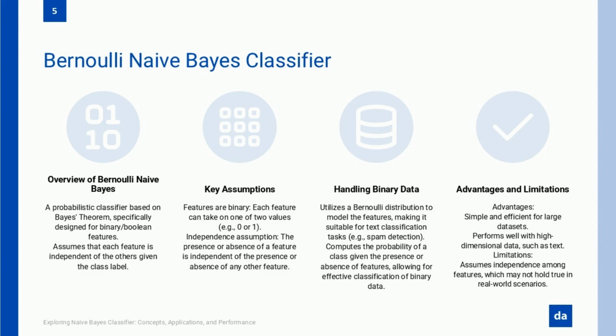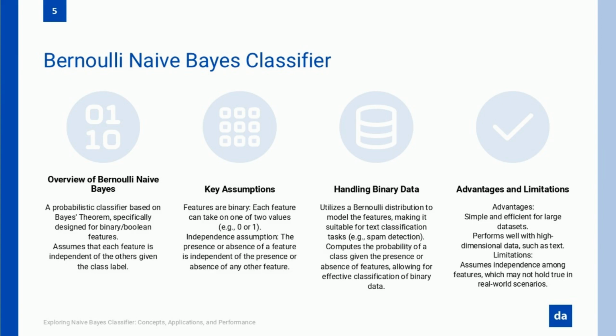Now let's talk about how it handles data. Bernoulli naive Bayes utilizes a Bernoulli distribution, which models outcomes that have only two possibilities: true or false, yes or no, 1 or 0. For example, in a text classification task, it determines the likelihood of an email being spam by looking at whether specific words are present, value 1, or absent, value 0. This focus on binary data is what makes the Bernoulli classifier so effective in tasks like spam detection, where the presence or absence of specific keywords can be a critical clue.